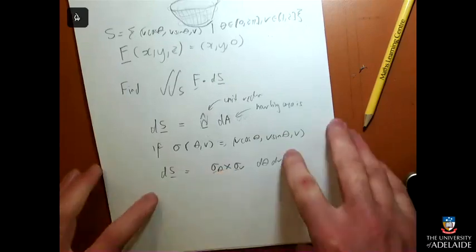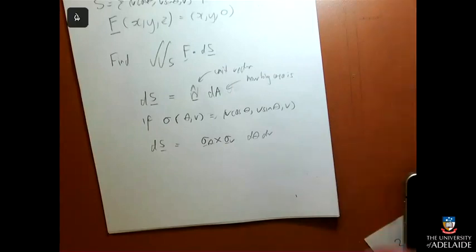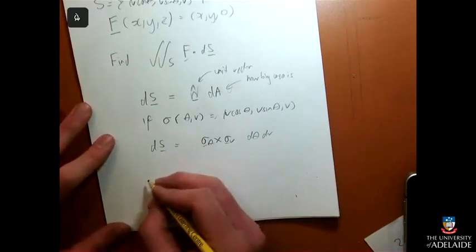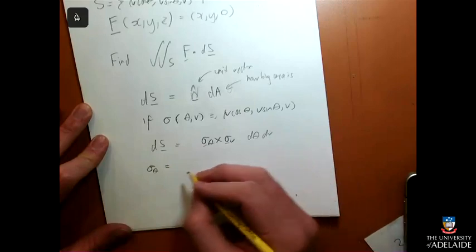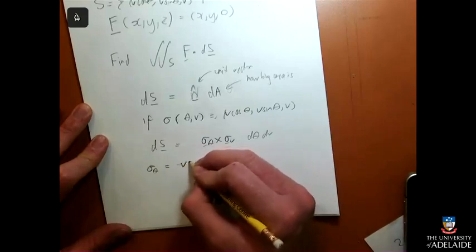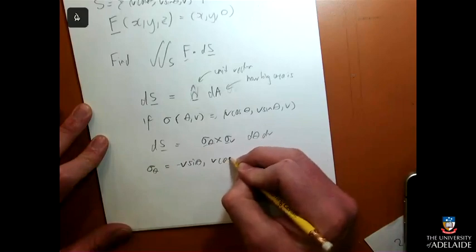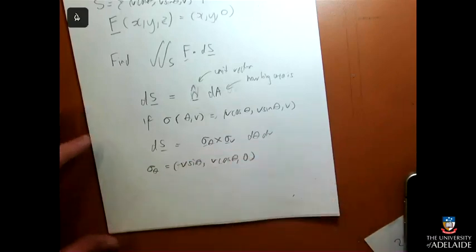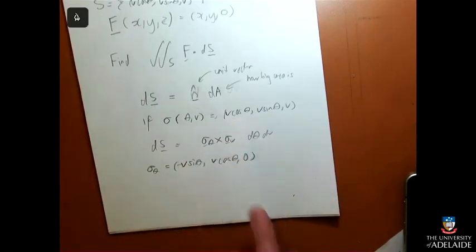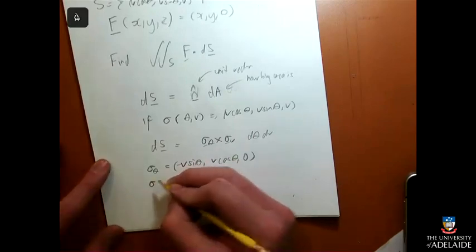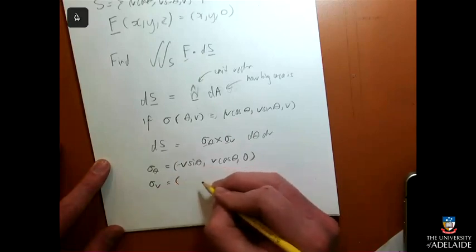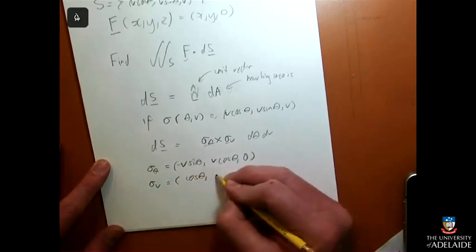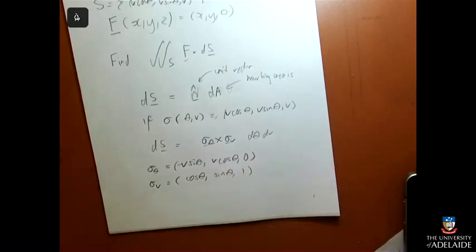Rightio. Whatever. Okay, so this I know to be true, so I can do this. This is minus v sine theta, v cos theta, 0, because the v is a constant. And this is cos theta, sine theta, 1.